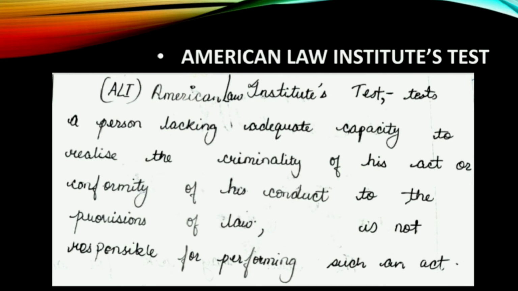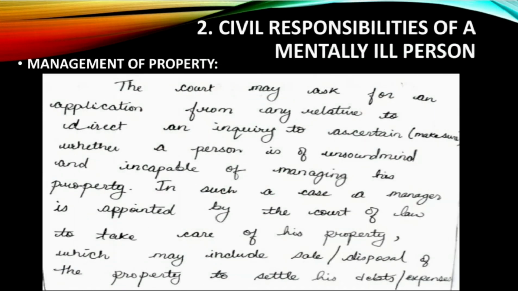So, after this, there are civil responsibilities of a mentally ill person. First, we have management of property. The court may ask for an application from any relative to direct an inquiry to ascertain whether a person is of unsound mind and incapable of managing his property. In such a case, a manager is appointed by a court of law to take care of his actions or take care of his property, which may include self disposal of the property to settle his debts or expenses.